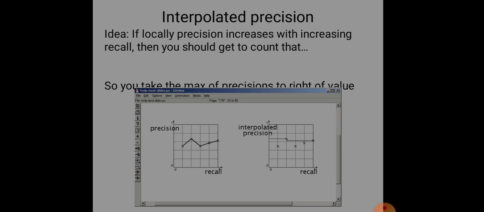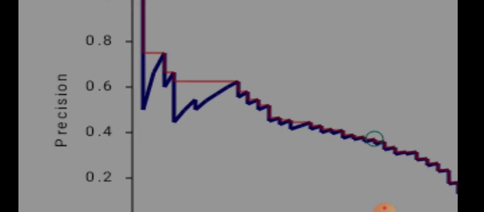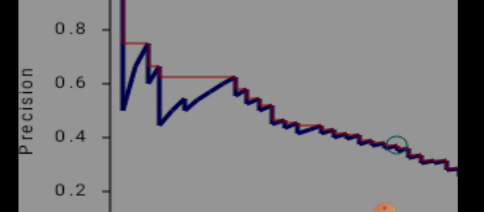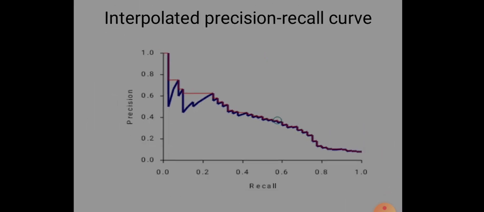That's why we are using the macro evaluation. Here you can see the blue curve is our average PR curve, and the red curve is our interpolated curve. From the interpolation, we will get some generalized idea about this PR curve. That generalization is what we need. That generalization is our macro evaluation. Hope it is clear.